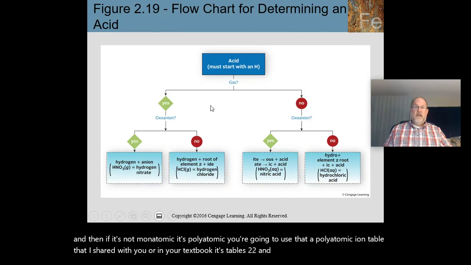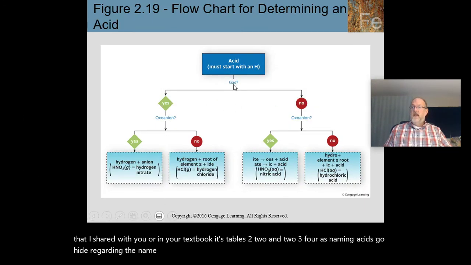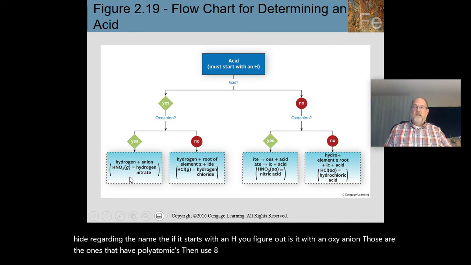As far as naming acids go, if it starts with an H, you figure out, is it with an oxyanion? Those are the ones that have polyatomics. Then you use ate or ite or ide. It also may be a gas. We're going to talk about that in a second.